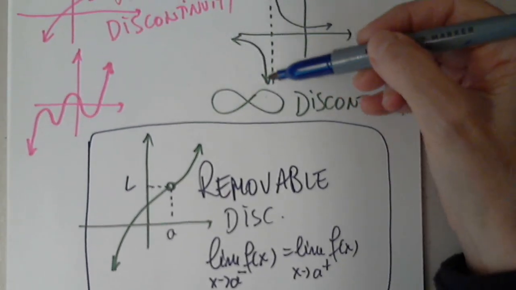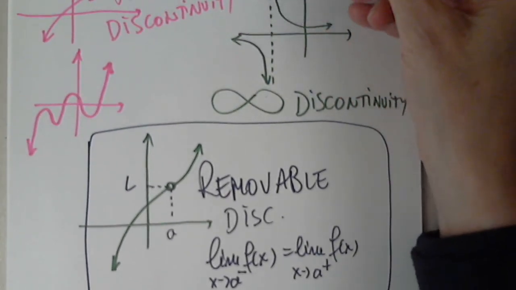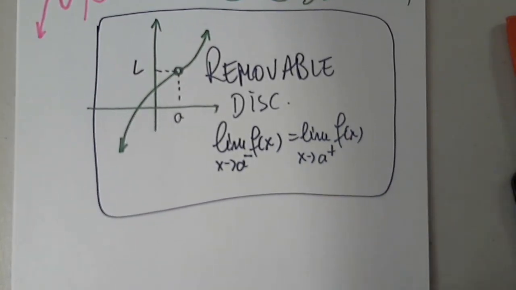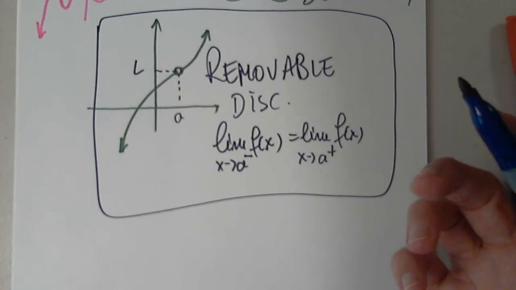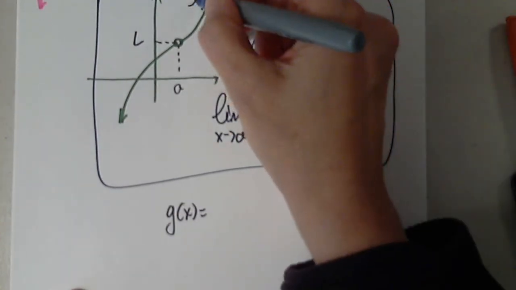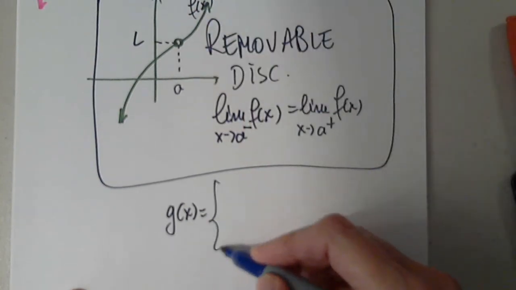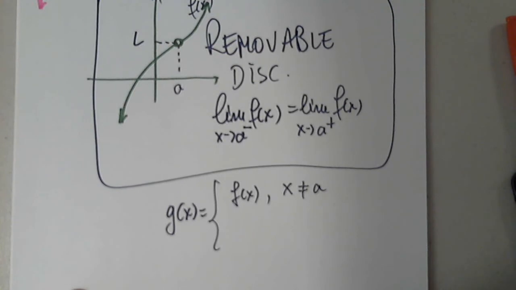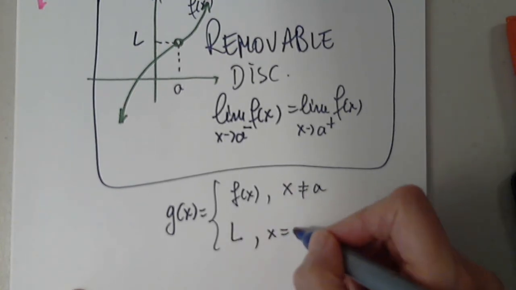Here, even if both sides go to negative infinity or both sides go to positive infinity, I still have too much to change, not finite. But here, it's finite. Can I create a continuous function from this? Yes. I will say a function g of x, so this is our f of x. I will say f of x for x not equal a, and I will say L for x equals a.